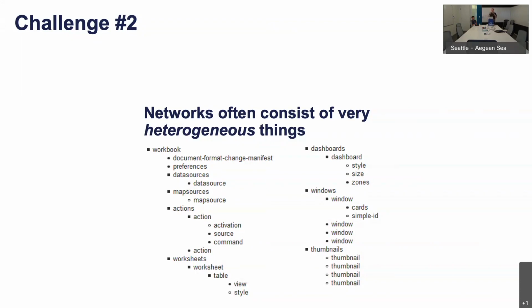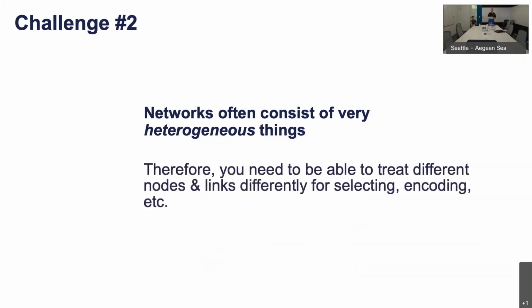So unlike Tableau, which has a simple model because when you're building a visualization, you're only working with one kind of thing at a time, with networks, you could be working with a whole bunch of different things all at once. So you really need a powerful way to be able to treat different nodes and links differently for selection, for encoding, so on.